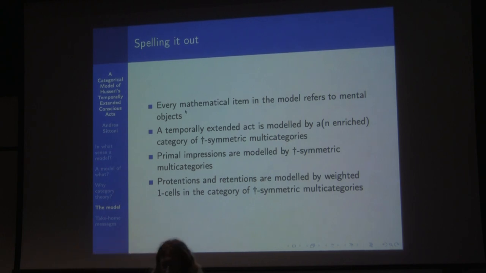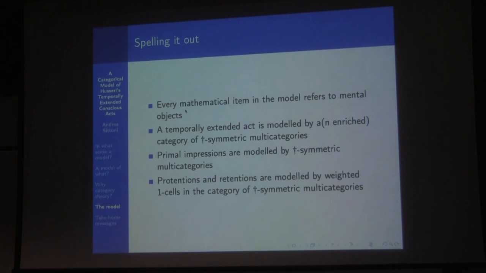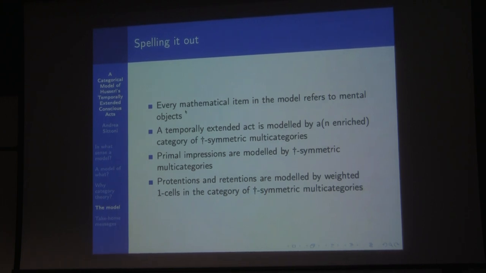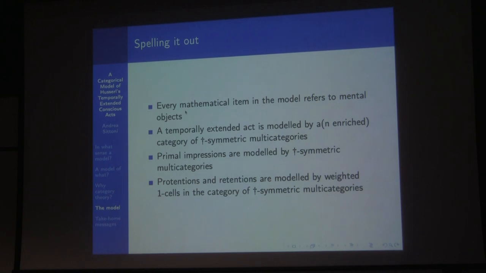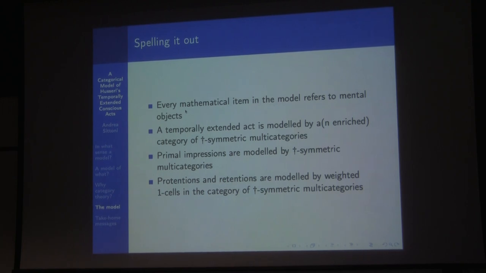And now I will start slowly to spell out my model, and in what sense the items of the category and the constructions I'm talking about refer to some things. In the model, every mathematical item refers to mental objects. I mean pure qualities like redness or the shape of something, but also perceived objects, emotions, everything. A temporally extended act is modeled by a category of dagger symmetric multi-categories. Of course, I'm going to explain what they are. Primal impressions are modeled by dagger symmetric multi-categories, and protensions and retentions are modeled by weighted one-cells in the category of dagger symmetric multi-categories.